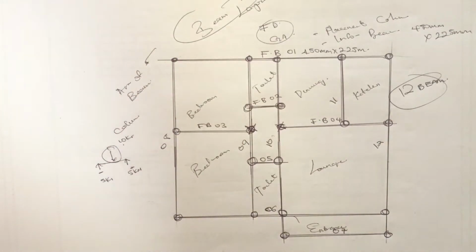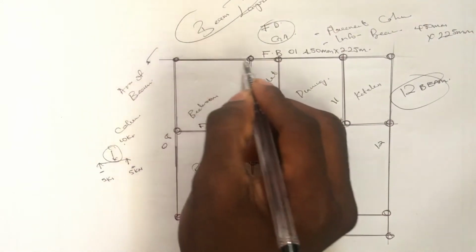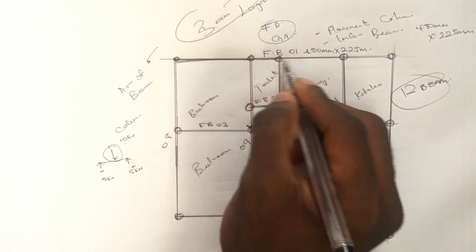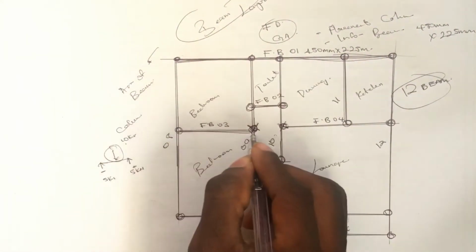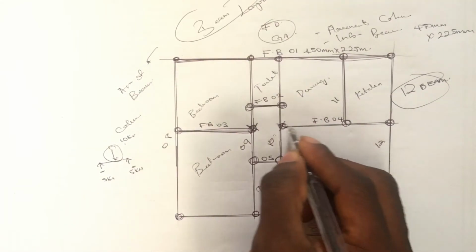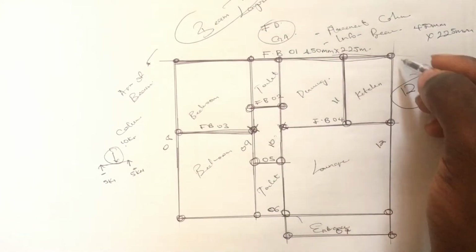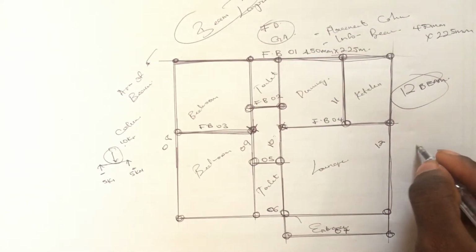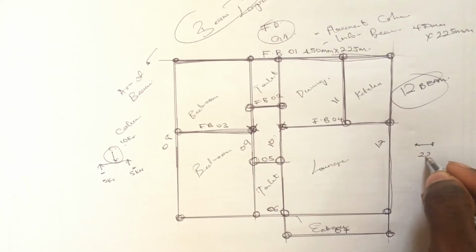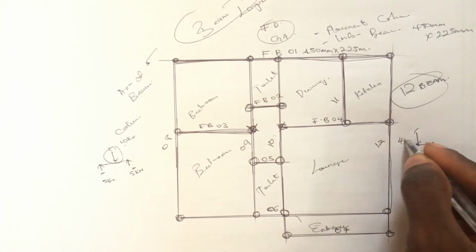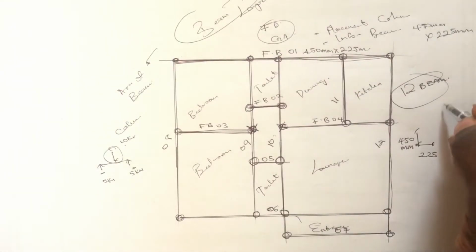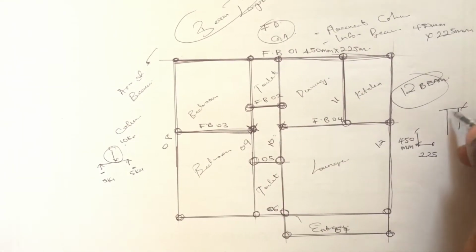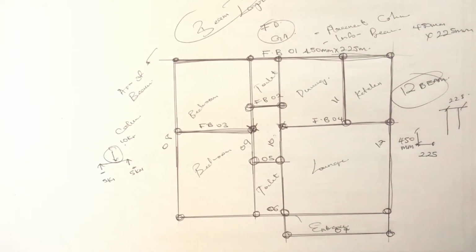So we have 12 beams on this drawing, and this signifies that we have a beam on the wall. We have a beam on the wall here, we have a beam on the wall here, we have beams on the wall. That is why the width of the beam is 225 and the height is 450, so that the beam will not go beyond the load bearing wall that we are making use of.